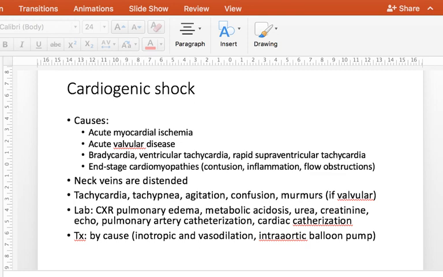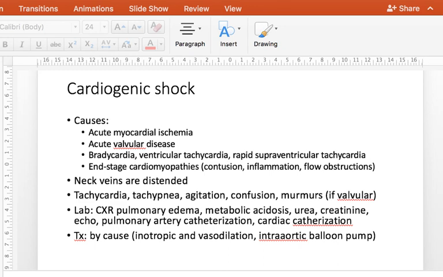Next type of shock is cardiogenic shock. This can be myocardial ischemia, it could be valvular disease, it could be an arrhythmia like bradycardia, VTAC, rapid supraventricular tachycardia, or it could be an end-stage cardiomyopathy. In this case, neck veins will be distended because the heart isn't pumping and there's backup. You will see on physical exam tachycardia, tachypnea, agitation, confusion, and if it's due to a valvular disease, you might hear a murmur.